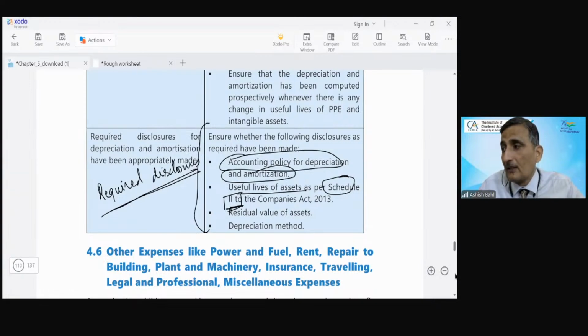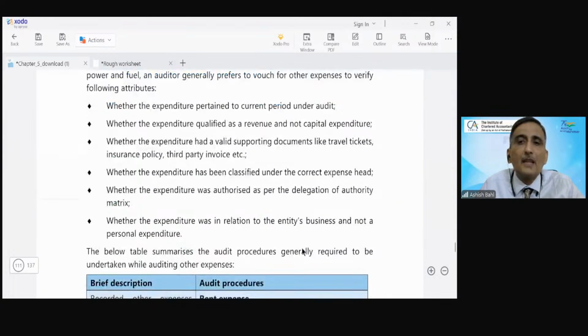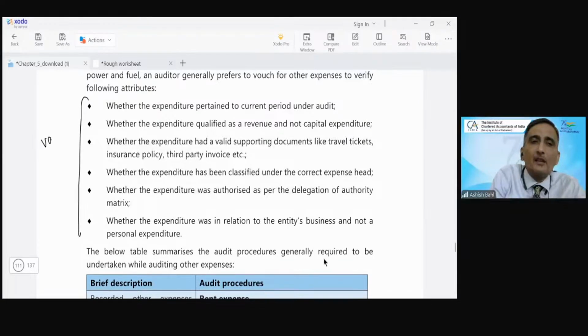Yes, Tejaswin, it is also correct. Expenses are recorded in the correct head to which they pertain. Classification is proper. That is also correct. Yes, expenditures are made with prior approvals. So expenditures are supported with proper documentation. So these are the various attributes which you would keep in mind while verifying expenditures.